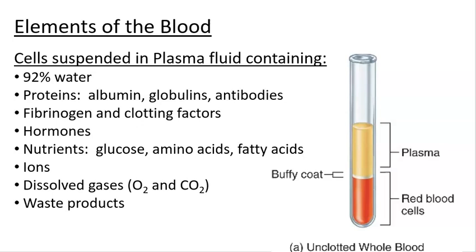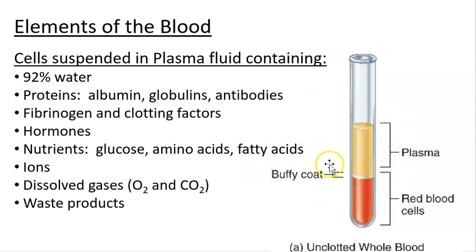But within that plasma, it's mostly going to be water. And then you're going to find all these different kinds of elements that are being carried around in that plasma fluid, from proteins that are out there to clotting factors. You, of course, are taking nutrients out to your cells and likewise also returning the waste products. And you're going to have a variety of different kinds of things like gases that are being carried back and forth, like oxygen and CO2 in our example there. So there's a lot of elements that are being carried in this blood plasma here.